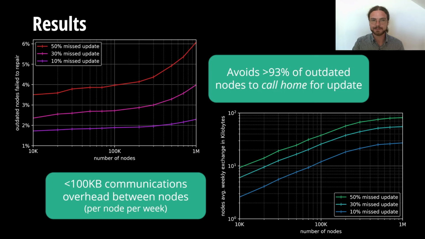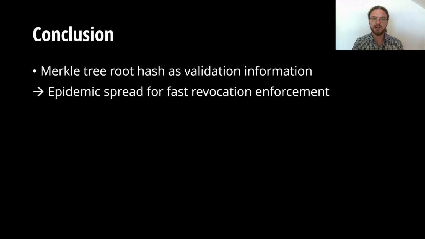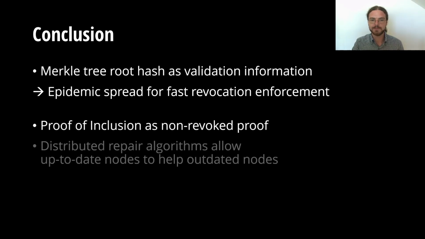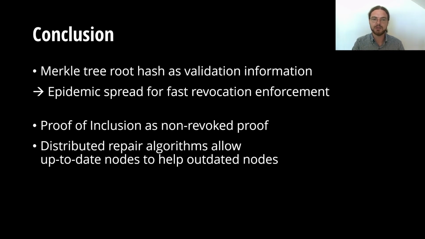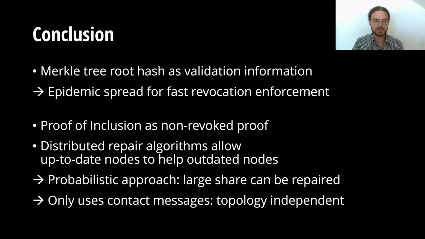So, in conclusion, we use a Merkle tree root hash as validation information, which allows an epidemic spread for fast revocation enforcement. Then we use proofs of inclusion as the non-revoked proof, and defined novel distributed repair algorithms that allow up-to-date nodes to help outdated nodes, which leads to a probabilistic approach where a large share of outdated nodes can be repaired. And finally, because we only use direct contact messages for this, this is all topology independent.